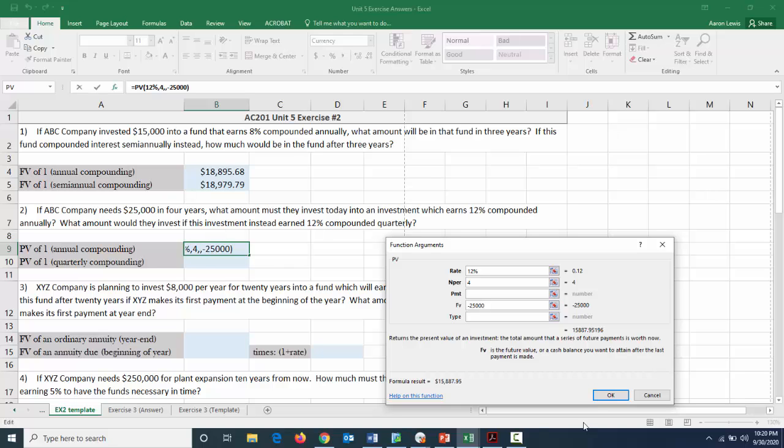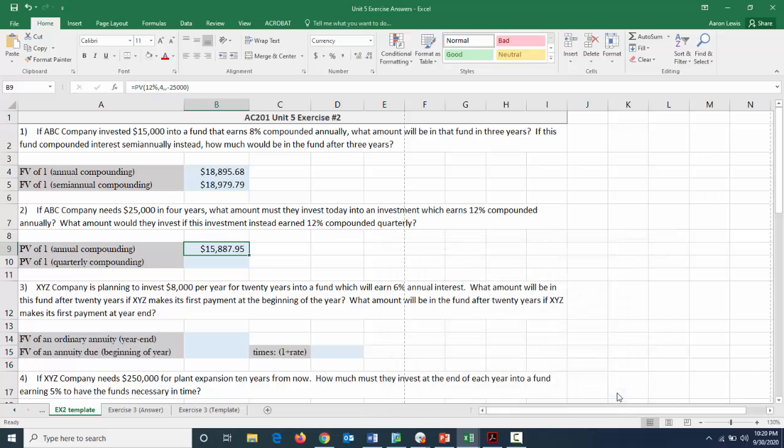Now let's again make that negative. We get $15,887.95. If we put in $15,887.95 into this investment today, we let it sit there and earn interest on top of interest, it's going to be worth $25,000 4 years from now. Well, what's the difference if this compounds quarterly?